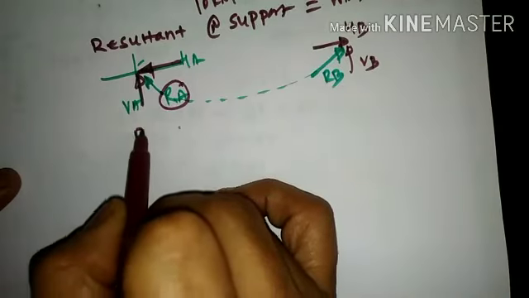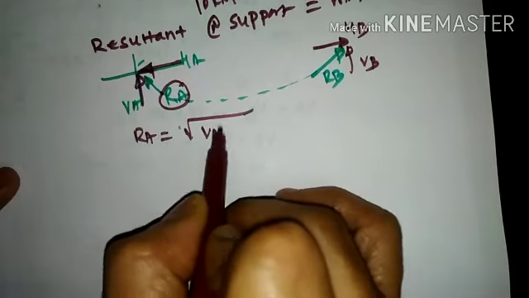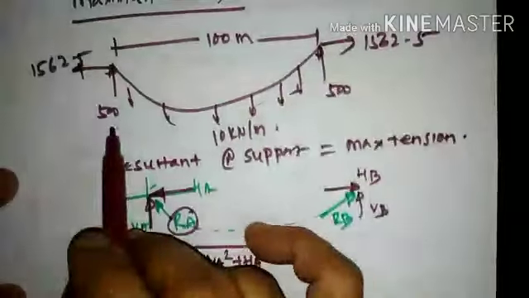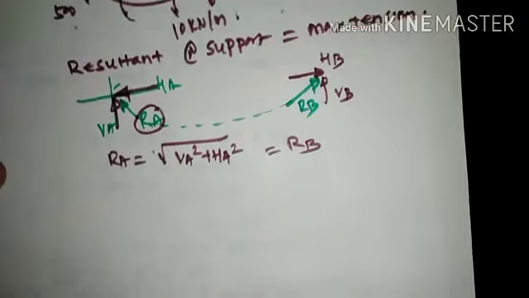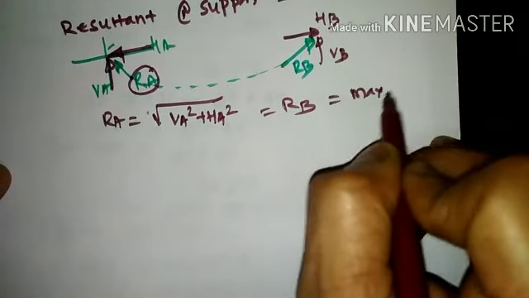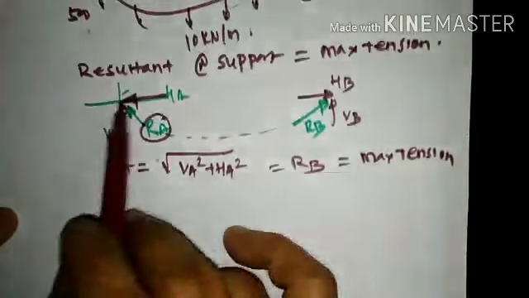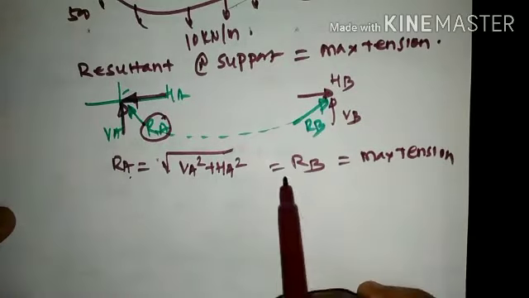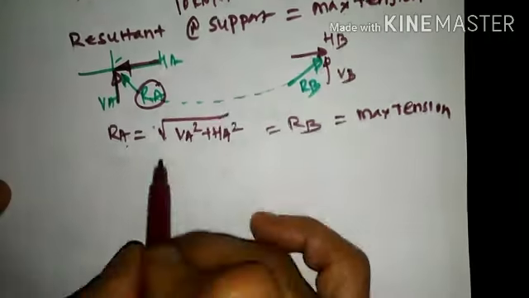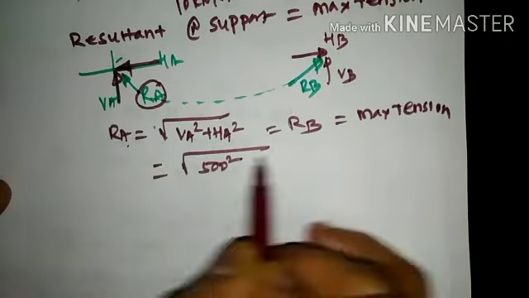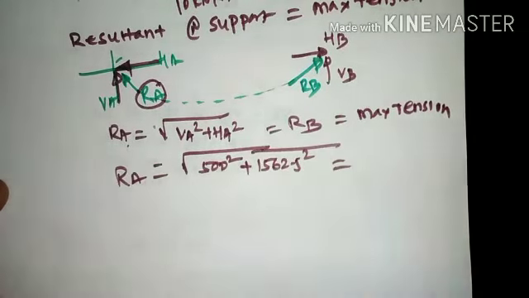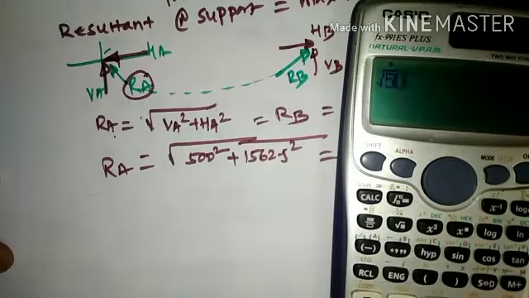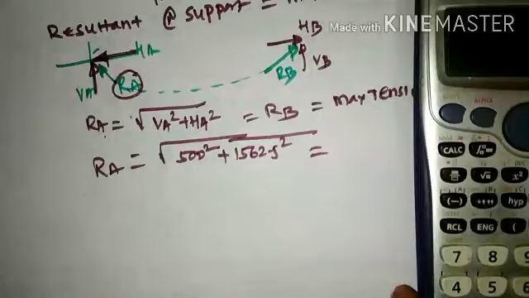So RA, how to find out? RA will be equal to square root of VA square plus HA square. As the values of VA and VB are same, HA and HB will be same. So RA will be equal to RB, and that itself will be the maximum tension. So that is what we have calculated here, the resultant at the support. Support is A and B. We shall substitute the value of VA as 500 square plus 1562.5 square, which is the RA value. So square root of 500 square plus 1562.5 square, whose value will come out to 1640.55.